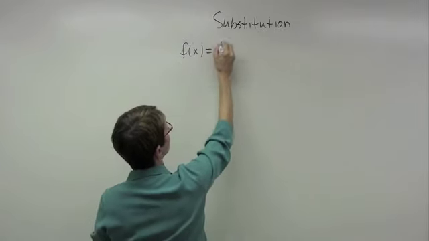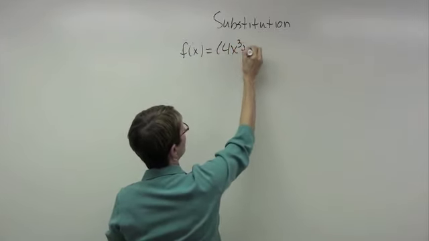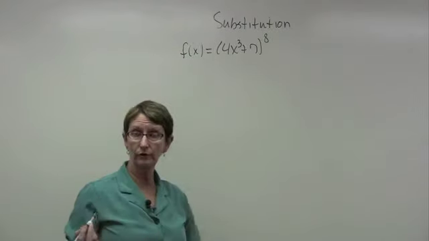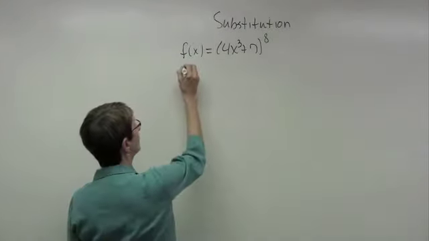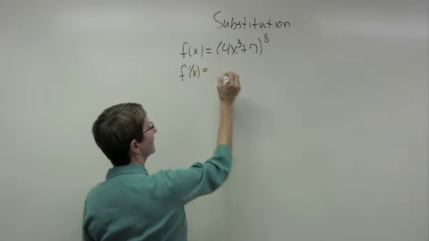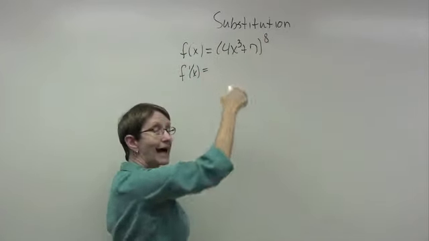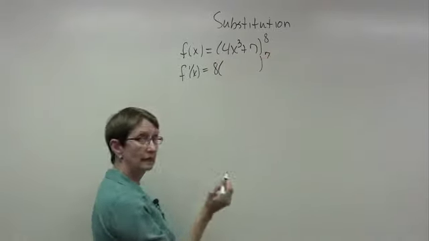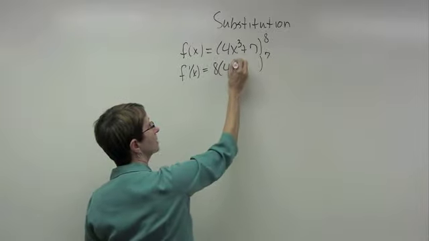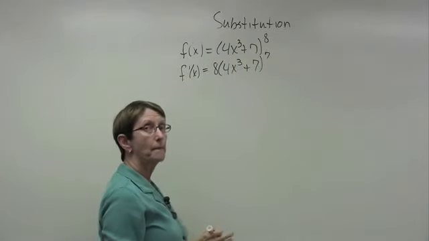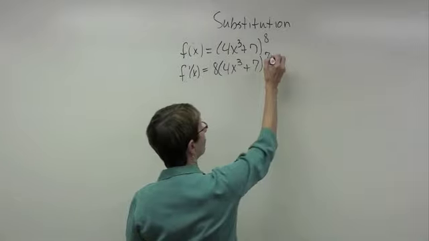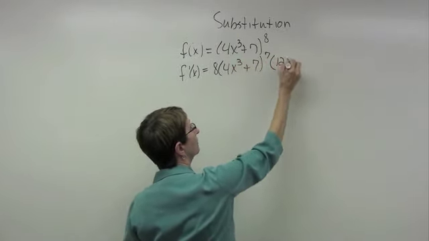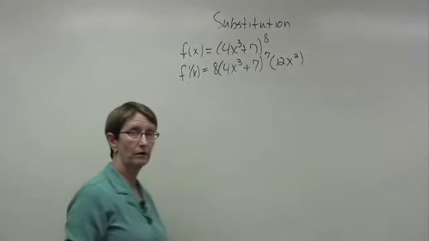f of x equals 4x cubed plus 7 to the 8th power. To take the derivative of this, we have to use the power rule. So f prime of x is equal to the outside power comes around front. You subtract 1. The inside function does not change. But because of the chain rule, we now have to multiply by the derivative of the inside. 3 fours are 12. Subtract 1 gives me x squared.